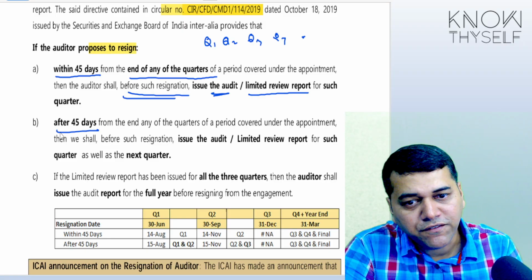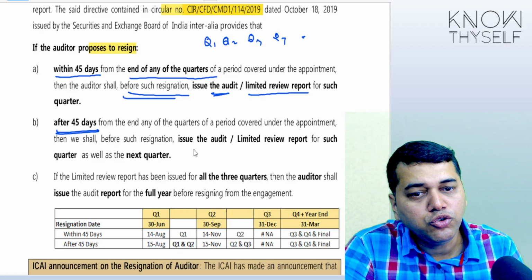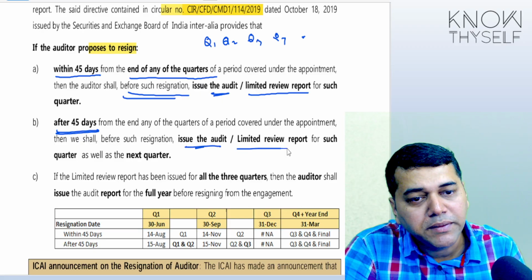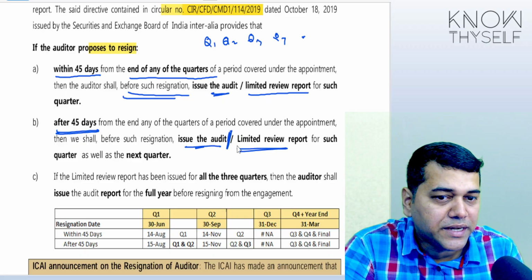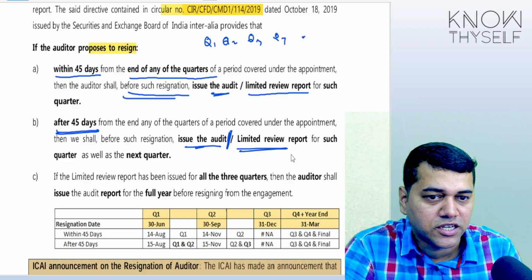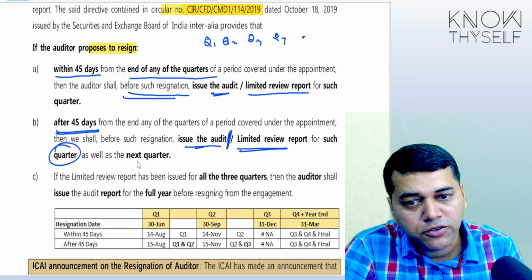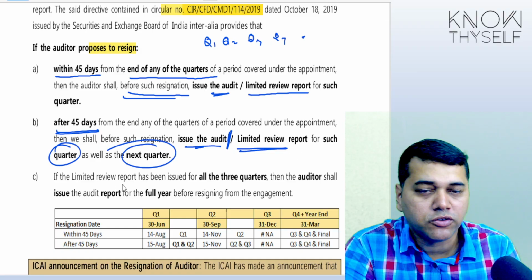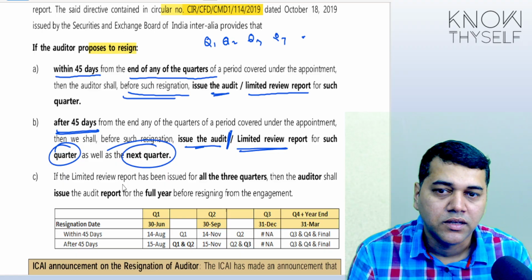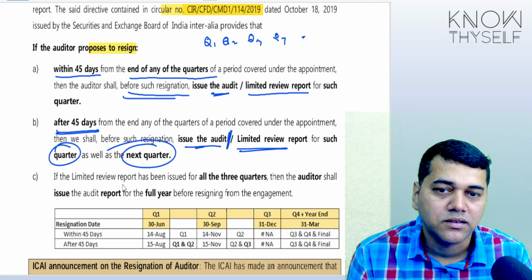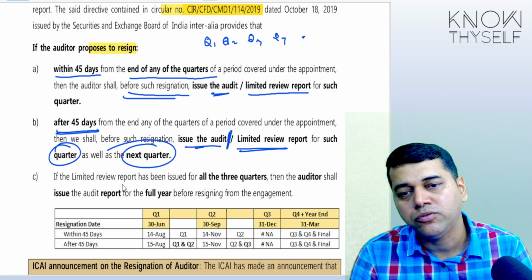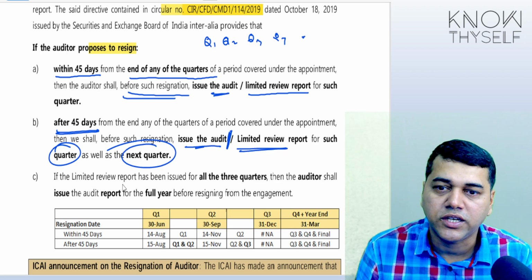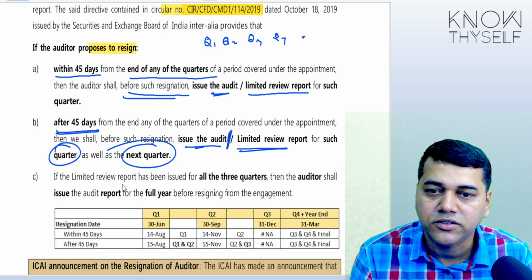If you resign after 45 days, then you should issue an audit or limited review report, that limited review of the interim financial report, for such a quarter as well as the next quarter also. Because already you have spent substantial time. See, 45 days you have spent. Now you cannot simply resign and go, because another auditor has to come in. Again they have to go through the first quarter data. They don't know anything about your organization.